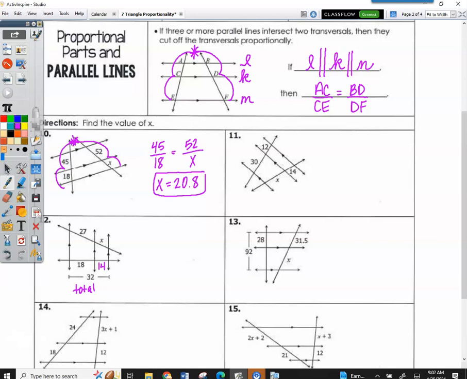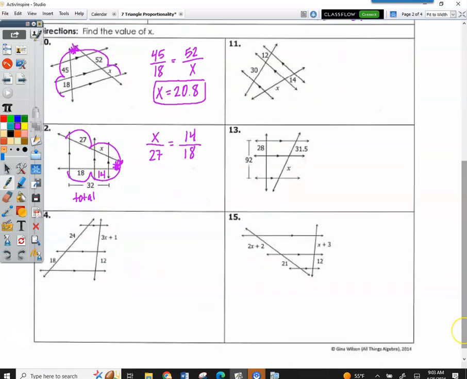Now you need to find where the top of the candy corn is. That would be where those rogue lines would be merging. Looks like they would merge over here, right? Then shoot down one side. So x over 27. Then shoot down the other side. 14 over 18. Did you get 21?